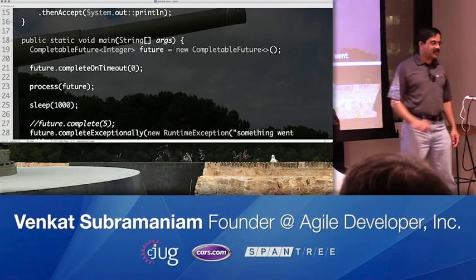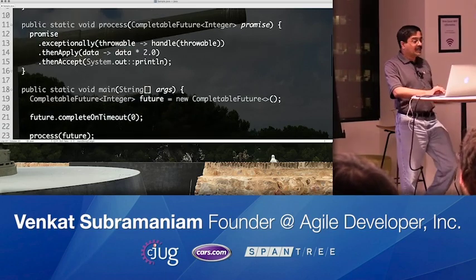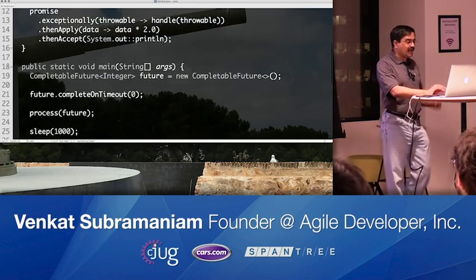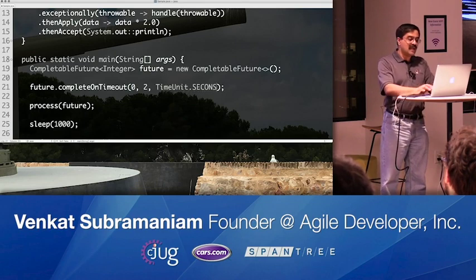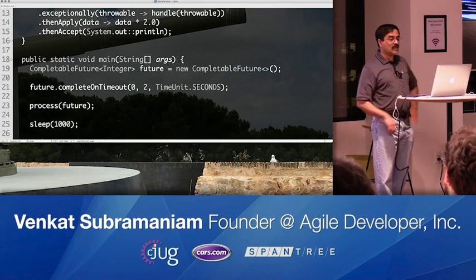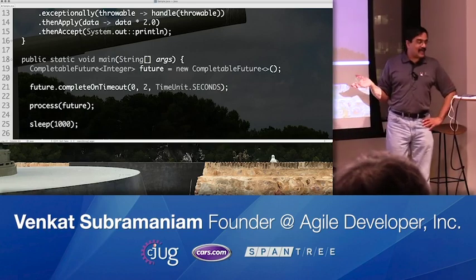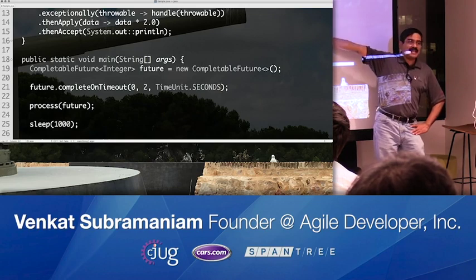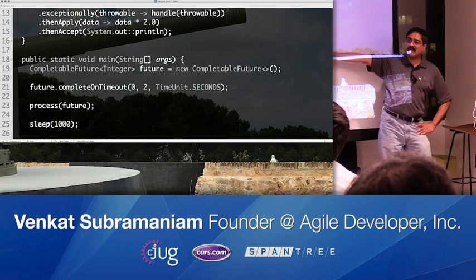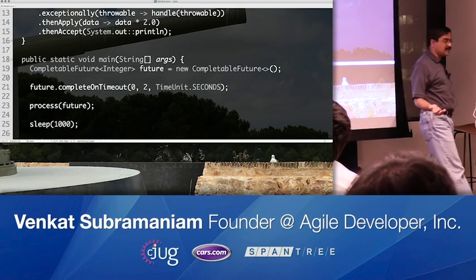Well, what would a 0 do? 0 times 2 is 0. So it's going to print a 0 in the end. And I'm going to give it a 2-second allowance. So TimeUnit.SECONDS, and specify the seconds delay. So in this case, you can see it says completeOnTimeout, and after a 2-second delay, I'm going to give a result of 0 if it doesn't complete.